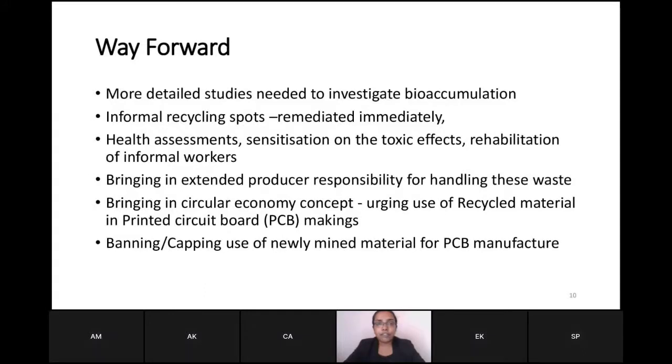So as a way forward, what we suggest is that there are a lot of urban mining spots emerging informally right now for recycling these printed circuit boards. So there should be more detailed studies to investigate if there is any bioaccumulation of these heavy metals getting into the environment. There is a necessity to sensitize the informal workers on the toxicity of these improper recycling practices. More formal recycling and occupational methods should be explained to them.